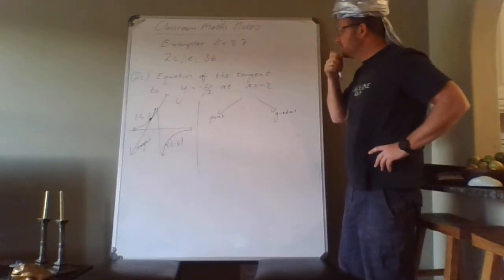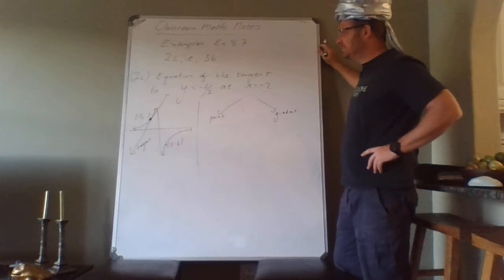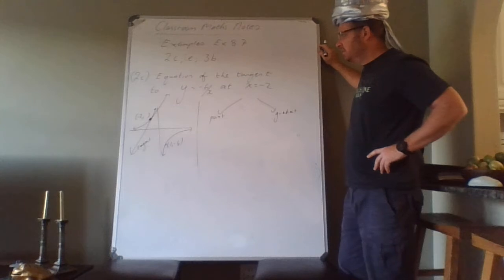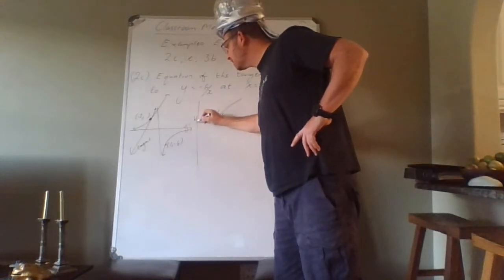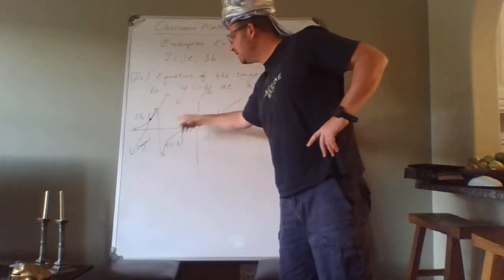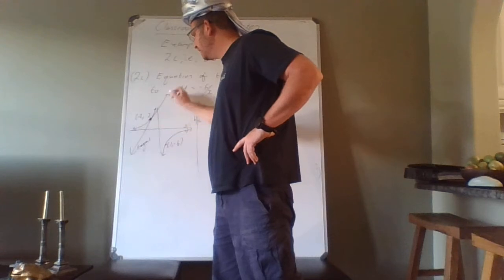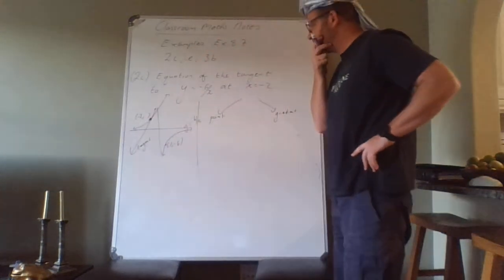So question 2C says, find the equation of the tangent to y is equal to -6/x at x is equal to -2. Well, over here I've drawn the function y is equal to -6/x. Hopefully you know that that's our hyperbola. We want the equation of the tangent at x is equal to -2. So there's the tangent over there to that hyperbola at x equals -2.